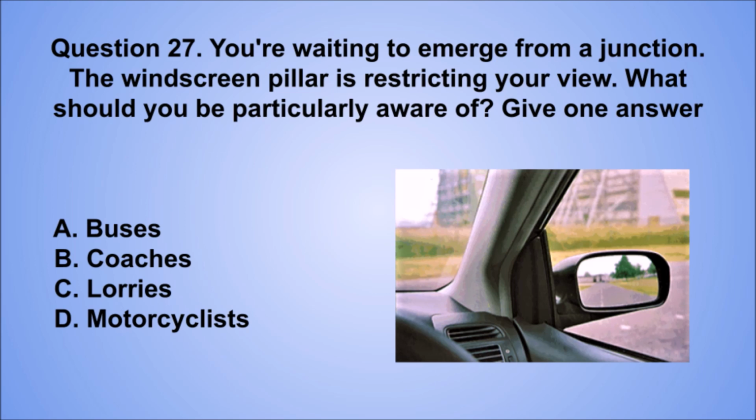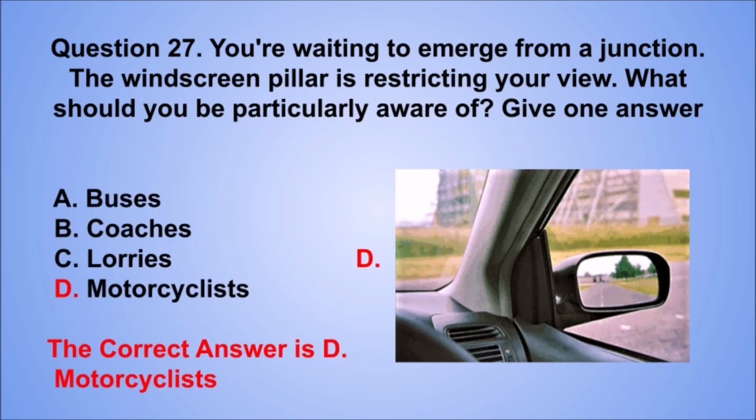Question 27. You're waiting to emerge from a junction. The windscreen pillar is restricting your view. What should you be particularly aware of? Give one answer. A. Buses. B. Coaches. C. Lorries. D. Motorcyclists. The correct answer is D.